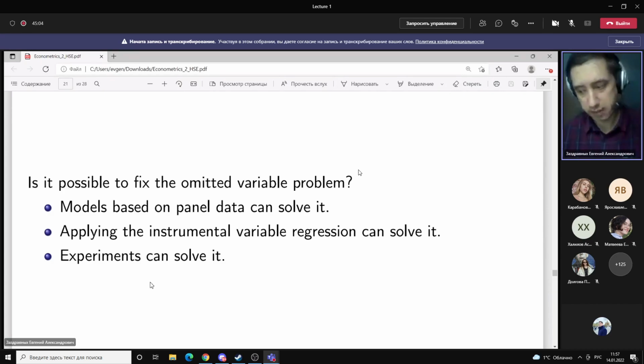For sure, all of these methods can be used in practice, but sometimes they cannot be used because it's not very easy to use them in practice. They have certain disadvantages and certain limitations. And we should discuss in this course what these disadvantages and limitations are. You will understand it, I think, easily. We cannot always solve the omitted variable problem, in fact, but sometimes we can.